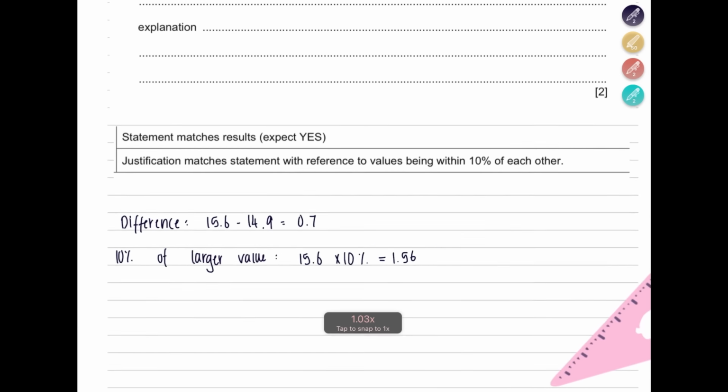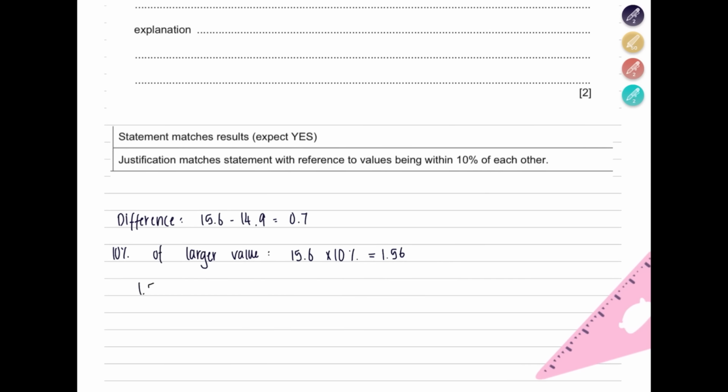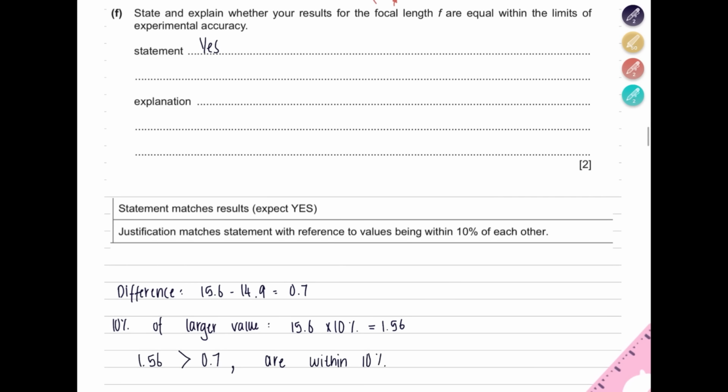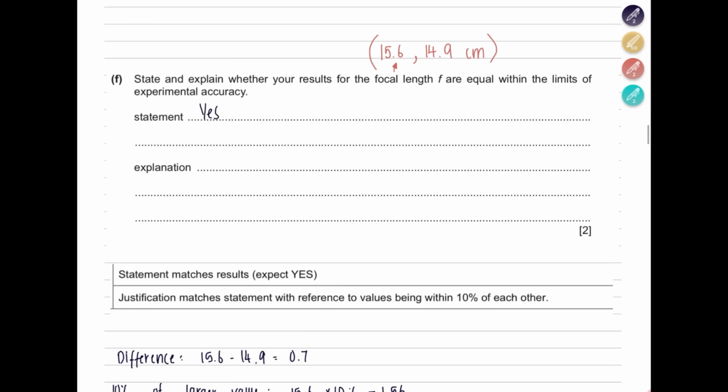1.56. Now, since 1.56 is greater than 0.7, they are equal. So here we can say yes, they are equal. Why? Because you can show this calculation and you can say that they are within 10% of each other, as mentioned in this marking scheme.